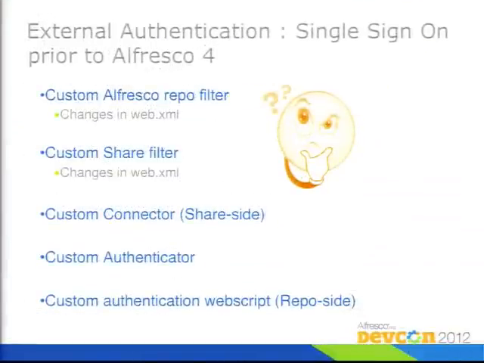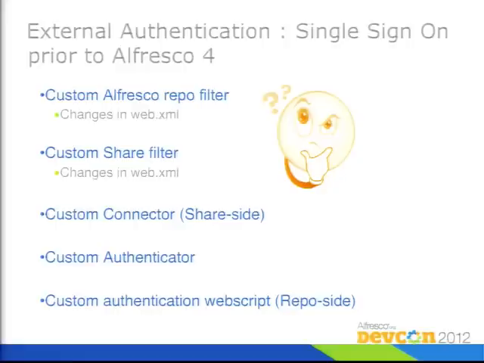Prior to Alfresco 4, we used to define our own filter in the web XML for the repo side, and in the web XML for the Share side, in order to point both applications to get authenticated on our authentication application server. We used to define our custom connector, which validated the ticket between both applications, again against the external entity.